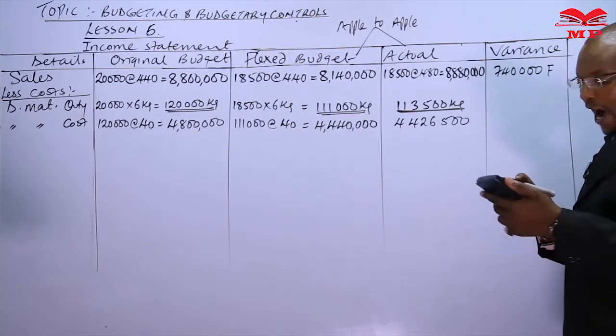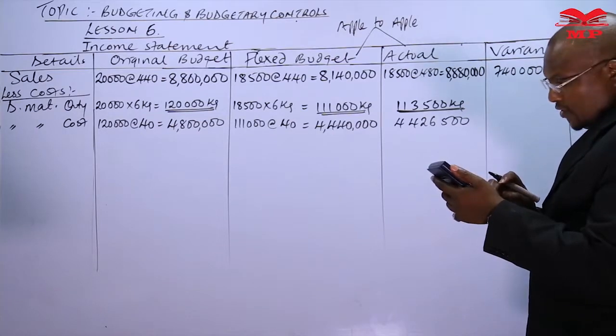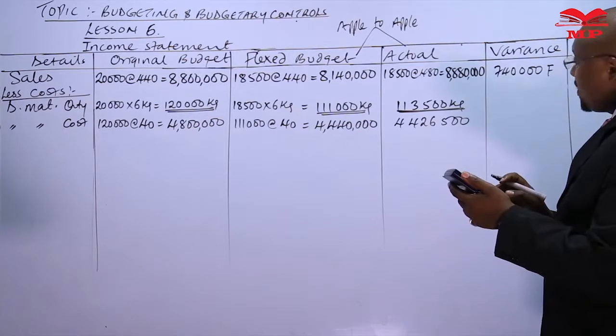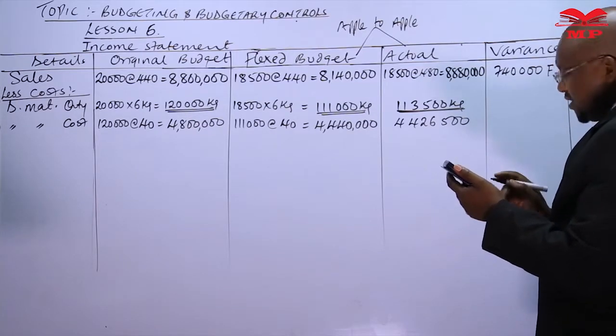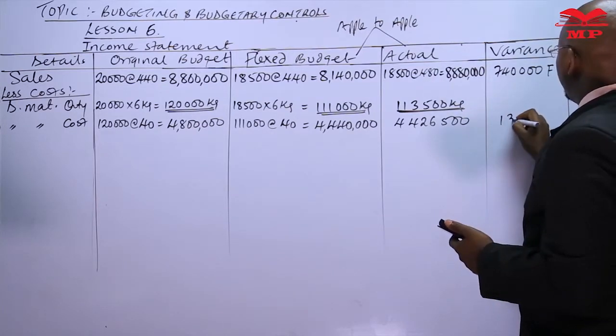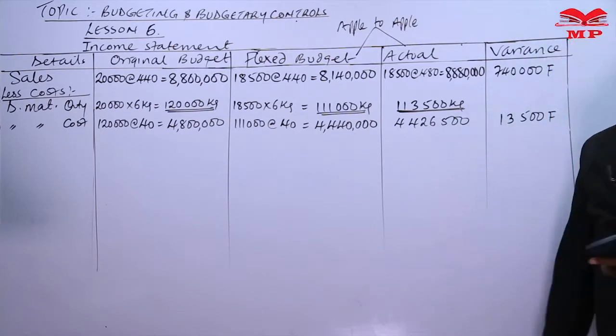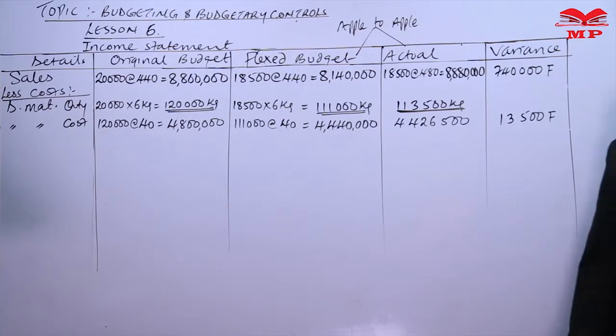Therefore, we saved. How much is this? This is 4,440 minus 4,426.5, which is actually 13,500 favorable. Now this is where the flexible budget gets meaning.